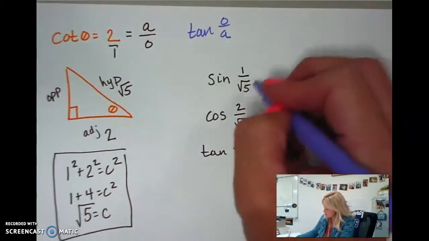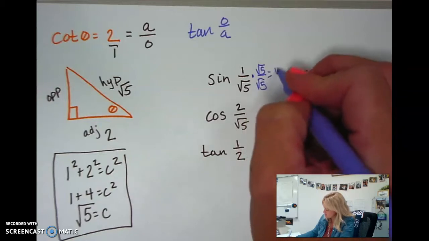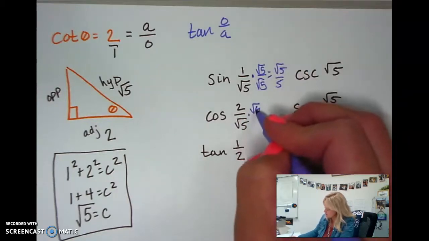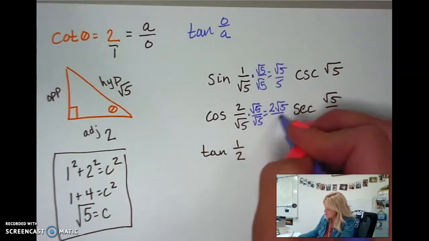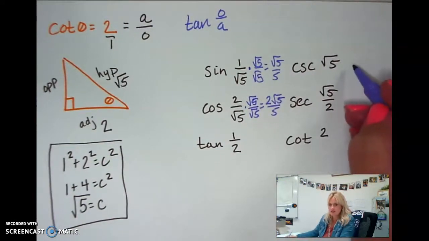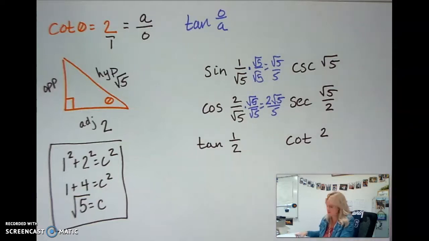Sine is opposite over hypotenuse. Again, when we rationalize, we get the square root of 5 over 5. Cosine is 2 over the square root of 5, but when we rationalize, we get 2 square root of 5 over 5. Tangent is 1/2. Cosecant is square root of 5, or square root of 5 over 1. Secant is square root of 5 over 2. And cotangent is 2, like they told us before.